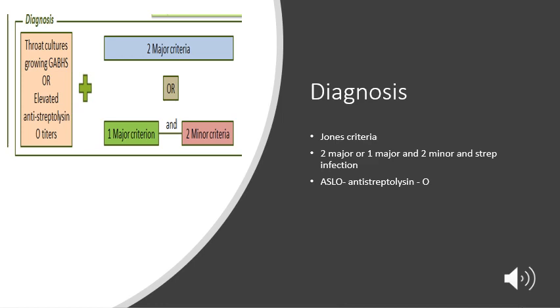Diagnosis is based on the Jones criteria. To have a diagnosis of rheumatic fever, children must have 2 major criteria, or 1 major and 2 minor criteria, plus laboratory evidence of a strep infection, either a positive culture for strep or an elevated ASLO. An echocardiogram may be used to monitor for carditis and look for damage to valves and other structures.